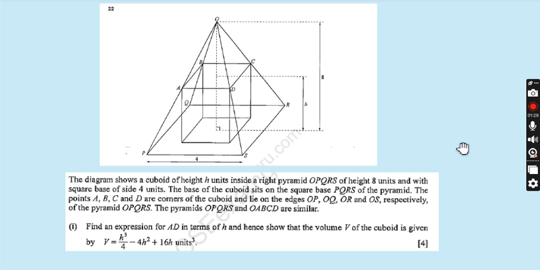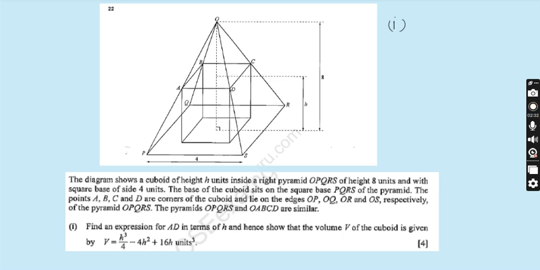The diagram shows a cuboid of height h units inside a right pyramid OPQRS of height 8 units and with the square base of side 4 units. The base of the cuboid sits on the square base PQRS of the pyramid. The points A, B, C and D are corners of the cuboid and lie on the edges OP, OQ, OR and OS respectively of the pyramid. The pyramids OPQRS and OABCD are similar. Part 1. Find an expression for AD in terms of h.